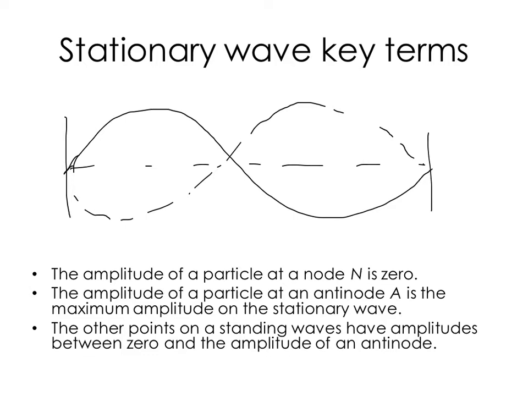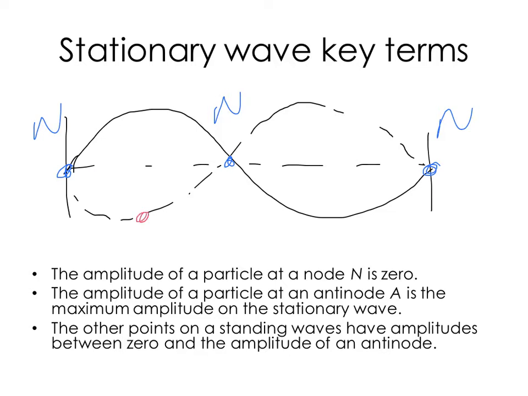There are points on the wave which don't move, which are these points here. Those have zero displacement the whole time. The particles that are there don't move at all during the time that the wave's set up. We call those points nodes, and they're regions of zero displacement, and their amplitude would be zero because those nodes, those points, do not move relative to the rest of the wave.